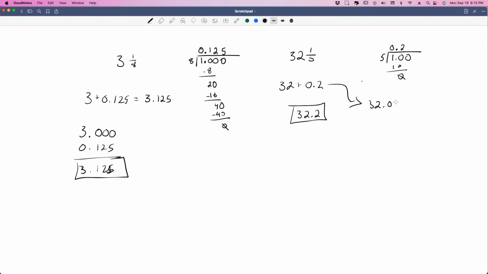All right, so that is how you would turn a fraction into a decimal. You just do the long division. That's why when you put it into the calculator, it does not give you a fraction. It gives you the decimal because it goes ahead and does the division of all the parts.